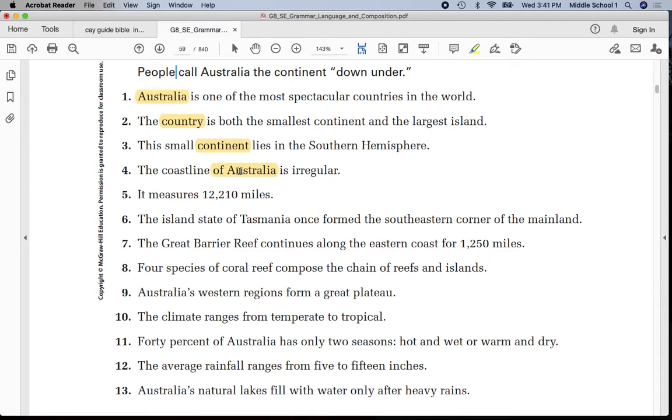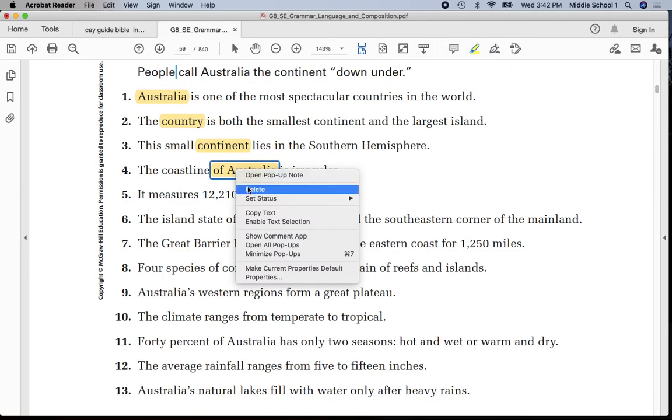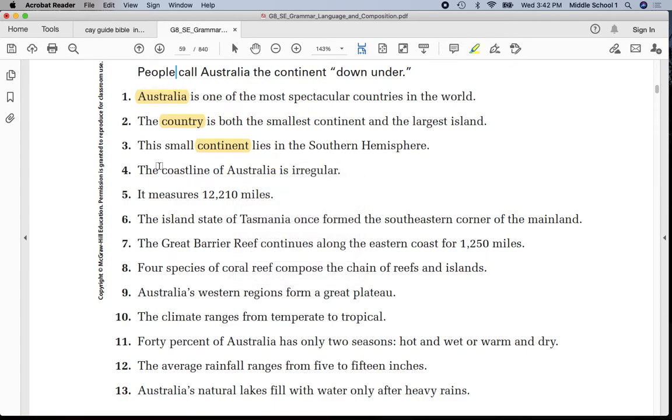That's why last week we started out talking about prepositional phrases, because we want to be able to recognize them. I understand that this is a noun, but it's the object of the preposition, so I don't choose that. My simple subject is coastline. My line goes right here in between Australia and is. Coastline is irregular, okay? My line goes between Australia and is.